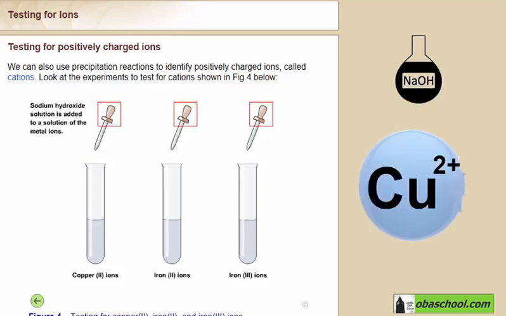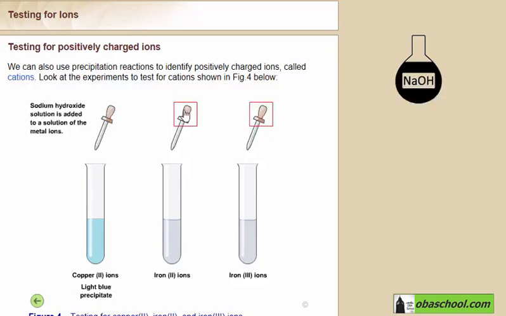Let's start with the test tube containing Cu2+ ions. We will add and shake. A light blue precipitate is formed. So when we add sodium hydroxide solution to a solution of metal ions and we observe a light blue precipitate, this means that we have copper 2 ions.